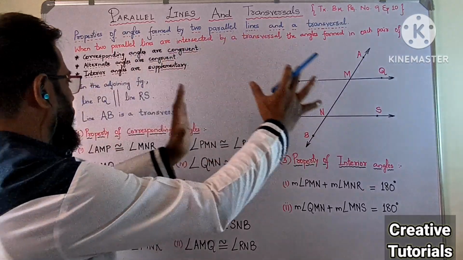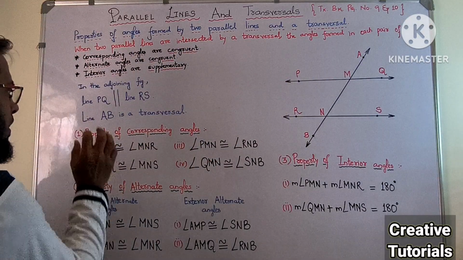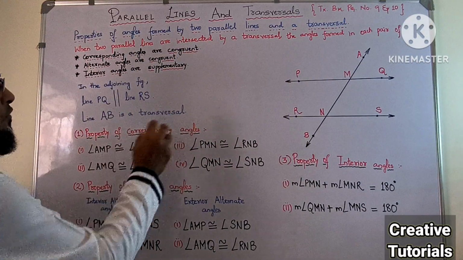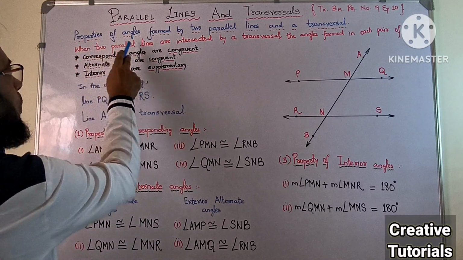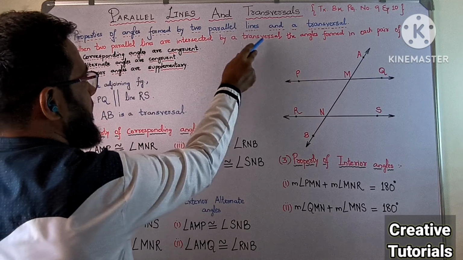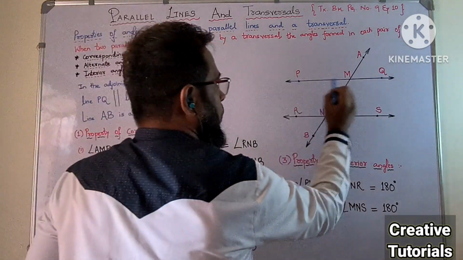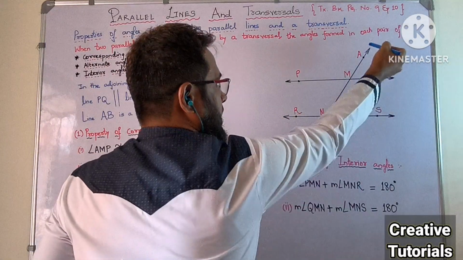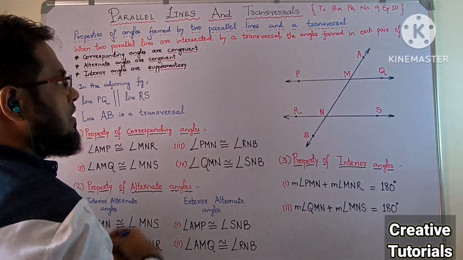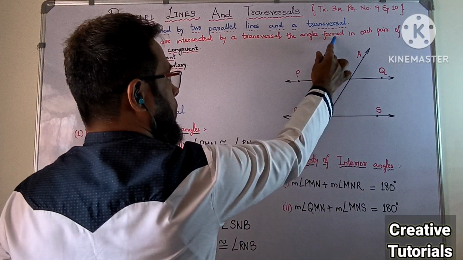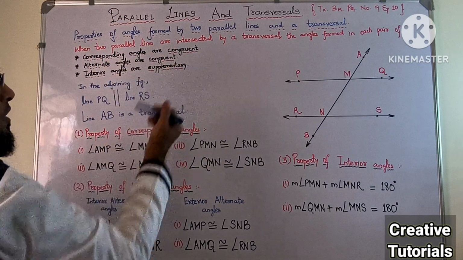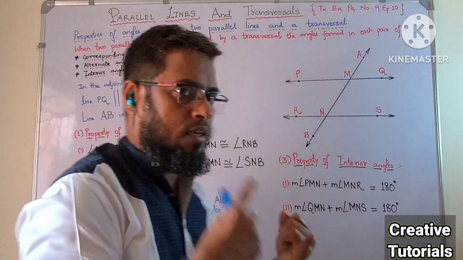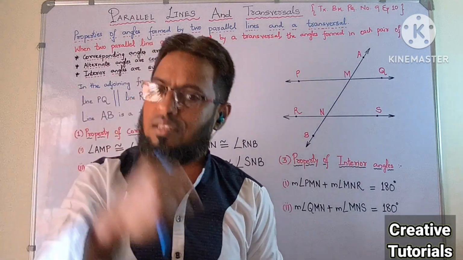Now with this information, let us see the first property. The first property is the property of corresponding angles. What we study over here is: when two parallel lines are intersected by a transversal, the angles formed in each pair of corresponding angles are congruent. Now, what are corresponding angles? How are they formed?